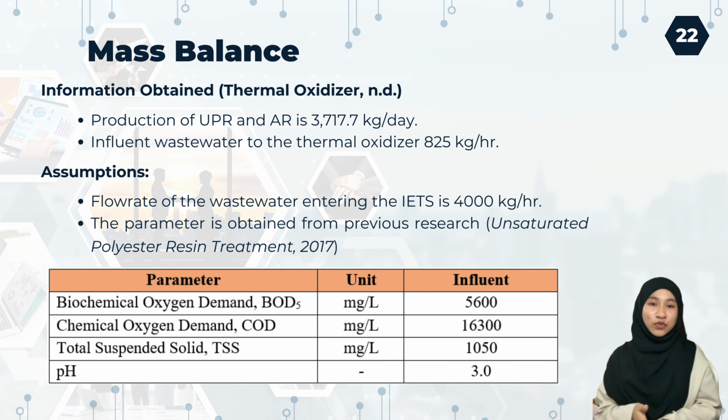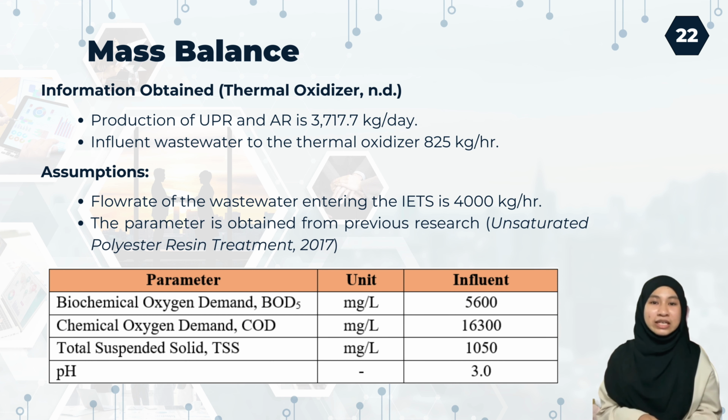Based on the information obtained, wastewater produced in the UPR and AR production is 3,717.7 kg per day, while the influent wastewater to the thermal oxidizer is 825 kg per hour. So, for the calculation of the mass balance, the flow rate of the wastewater entering the IETS is assumed to be 4,000 kg per hour.